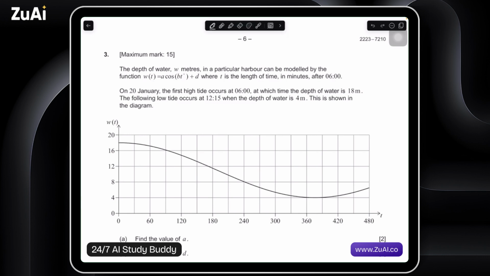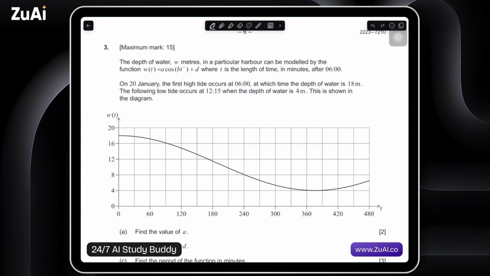On January 20th, the first high tide occurs at 6 in the morning, at which time the depth of the water is 18 meters. The following low tide occurs at 12:15, when the depth of water is 4 meters. This is shown in the diagram. So a few things going on here.